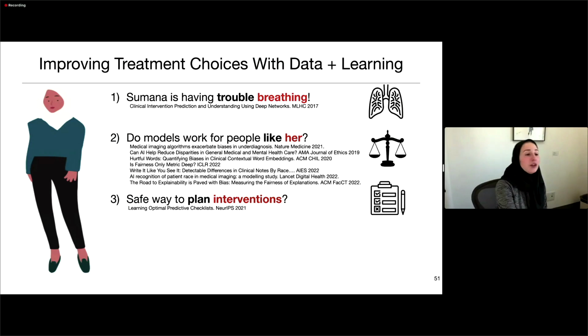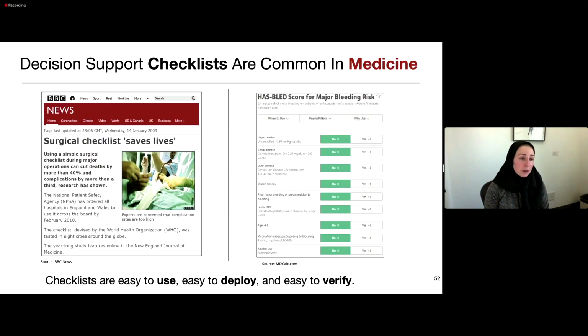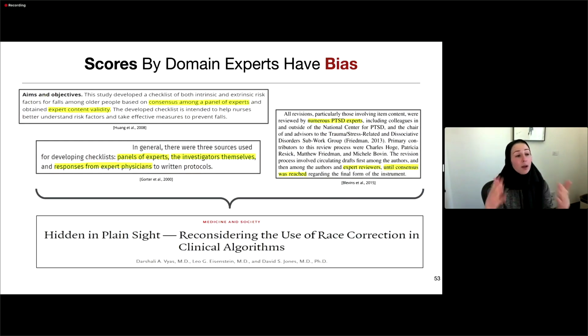So I will briefly go over two things that I'm excited about. The first is, instead of doing all of these weird fixes to models post-hoc, if you know that you need something that is explainable from the get-go, there are ways that machine learning can generate easy to use, easy to deploy, and easy to verify outputs like decision support checklists. The problem with the ones that we see in medicine right now is you have to get a panel of experts to come to a consensus in order to make them.